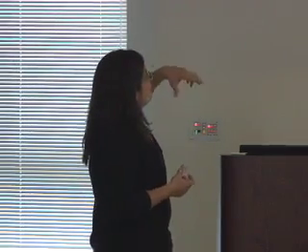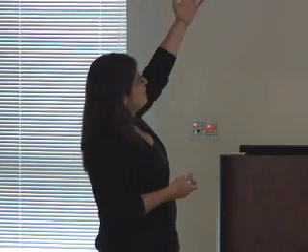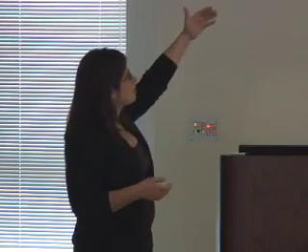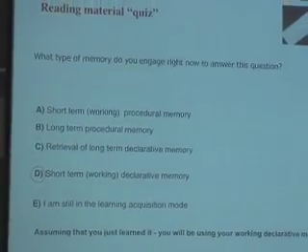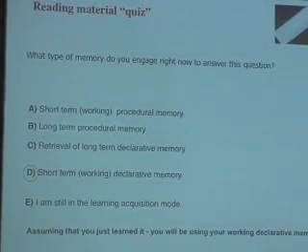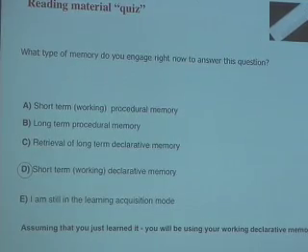Because right at the very beginning, you'll know what you don't know, and it'll be sort of data-like questions, right? What type of memory do you engage right now to answer this question? They had to read about the different kinds of memory to know what kind of memory it is. And then they'll get the answer for that. So if they didn't read, at least they get now a clue of what they were supposed to know. So assuming you just learned it, this is the memory that you're using.